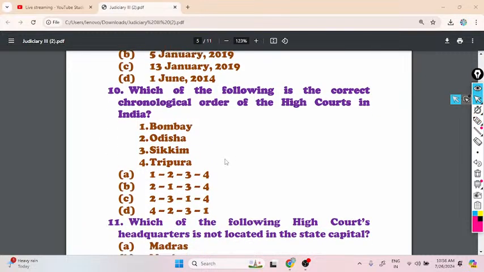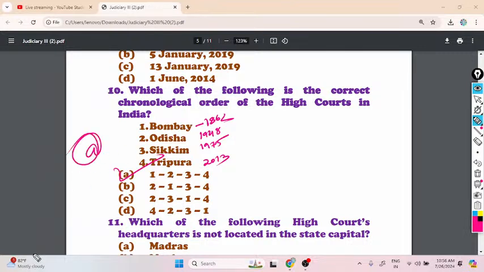Question number 10: which of the following is the correct chronological order of the high courts in India? We have discussed similar questions in the last few sessions on judiciary. This is also for your revision: 4 high courts are given, and their chronological order means year of establishment. Bombay High Court, one of the oldest high courts in India, was established in 1862. Odisha High Court was established in 1948. Sikkim High Court was established in 1975, and Tripura High Court was established in 2013. So it is 1, 2, 3, 4.